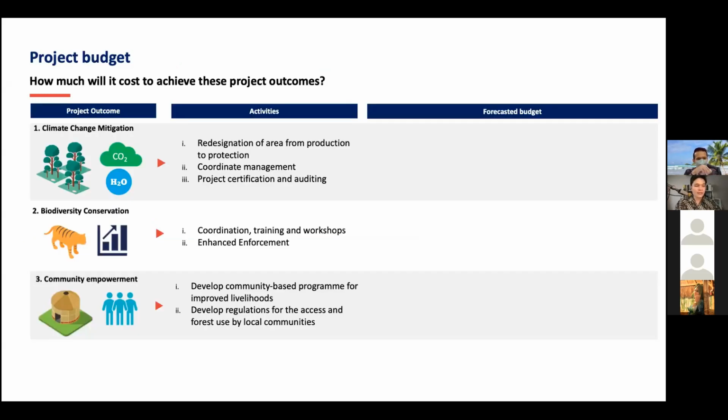So we did a forecast budget. I won't go into detail today. It's very, very complicated, but based on best management practices and other examples in Malaysia and in the region, we estimated the cost to achieve those outcomes as about 1.1 million per year for climate change mitigation.